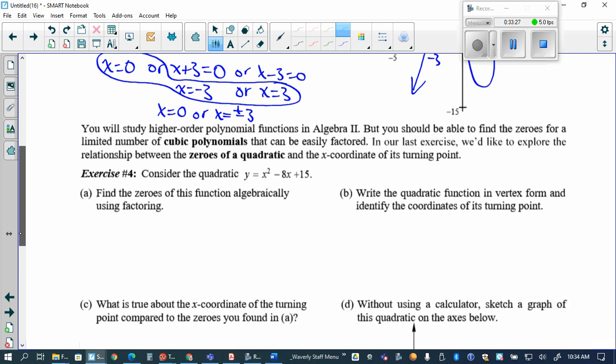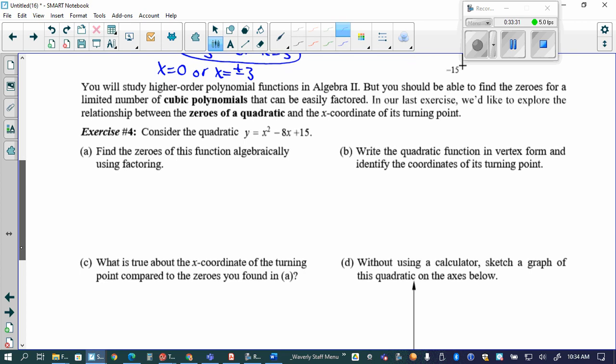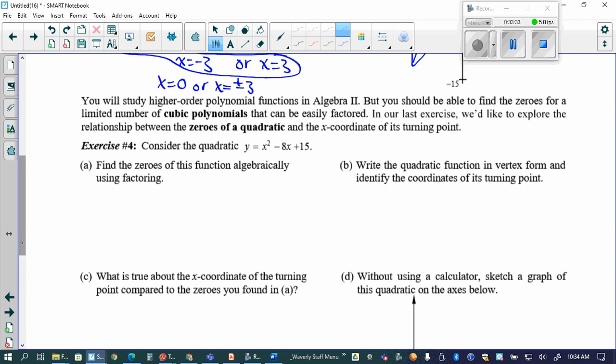Side relief. Math is confusing. Minus the side tired. Okay. Let's move on.